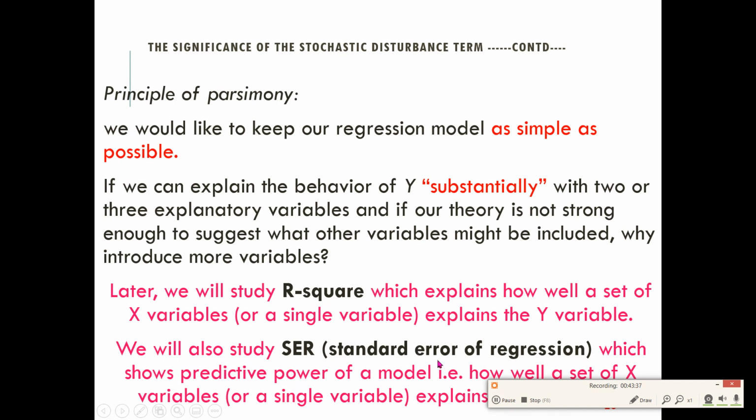So actually what I am trying to say here is that the end goal is to increase the efficiency of the model, that is, increase the R square and decrease the standard error of regression, but we are also trying to keep the model as simple as possible, right? So this is a sort of constrained optimization.